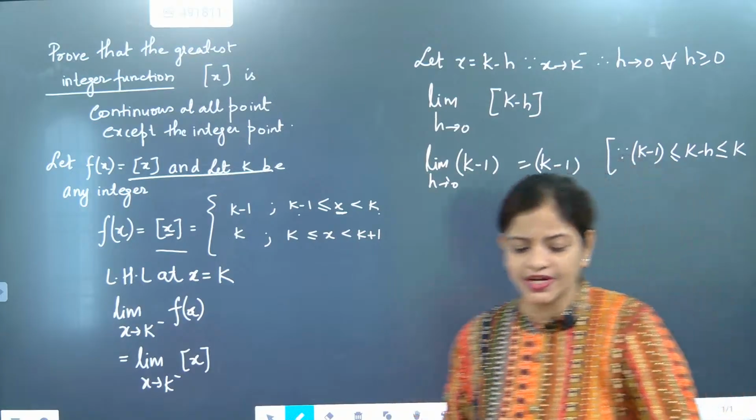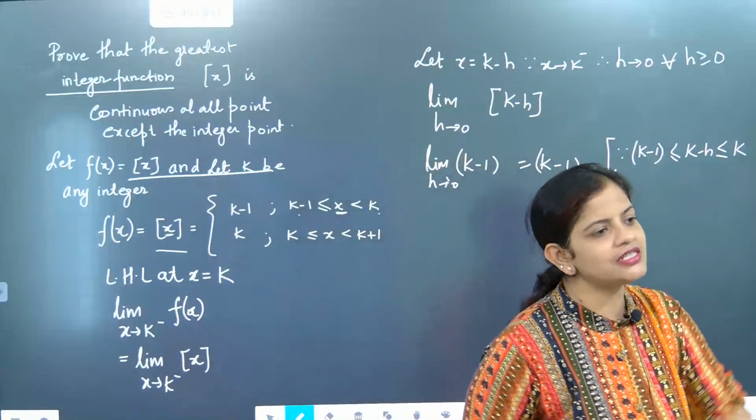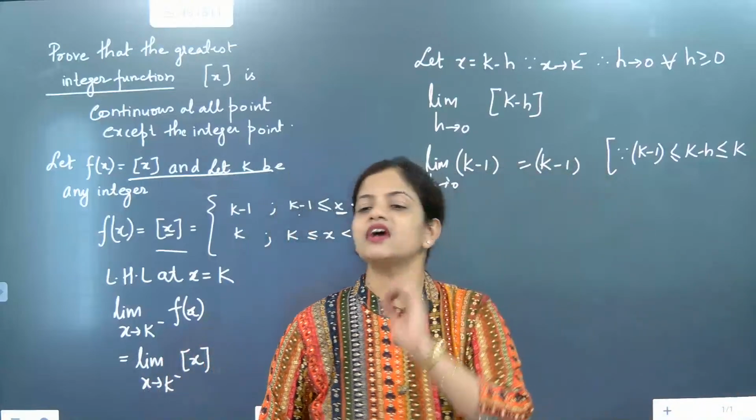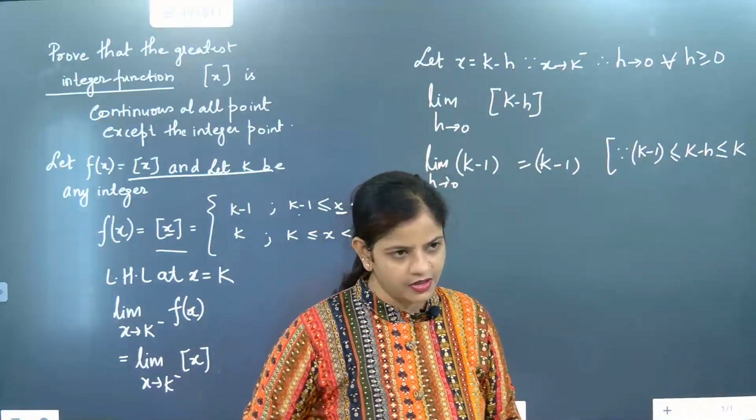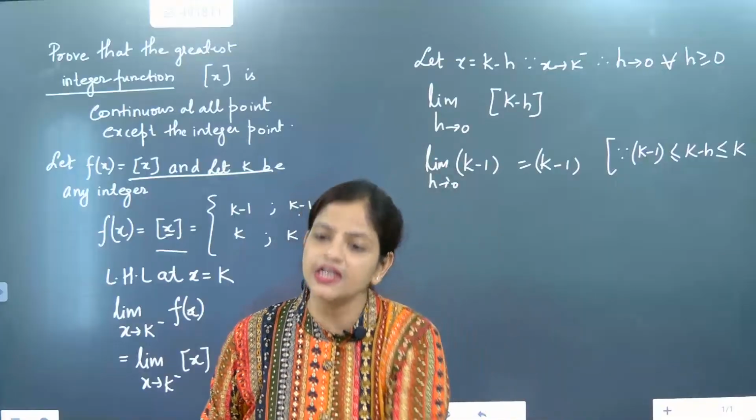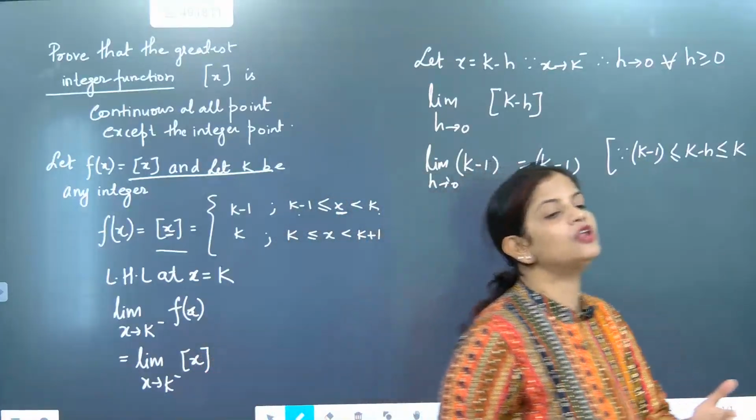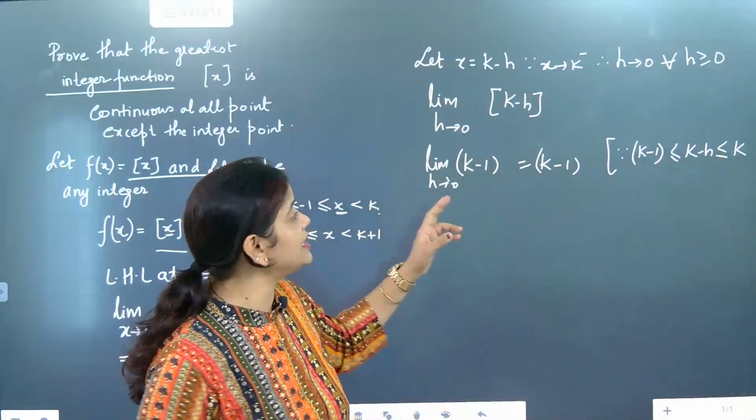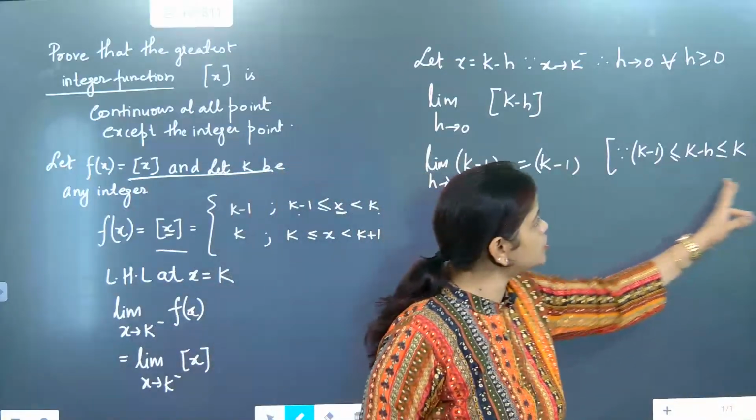Now k minus 1 is there, and k minus 1 is lesser than k minus h, and k minus h is lesser than k. So all decimal values. Now what is h? h is any value which is tending to 0. Any value means 0.001, 0.002, because h itself is tending to 0. So it is not an absolute value. It is that value which is tending to 0 but not exactly equal to 0.